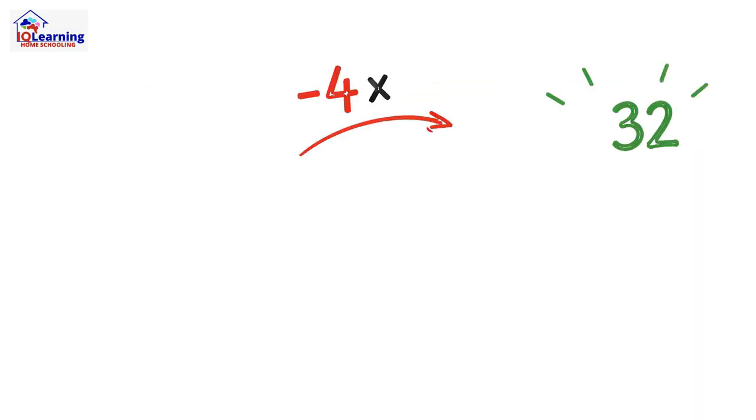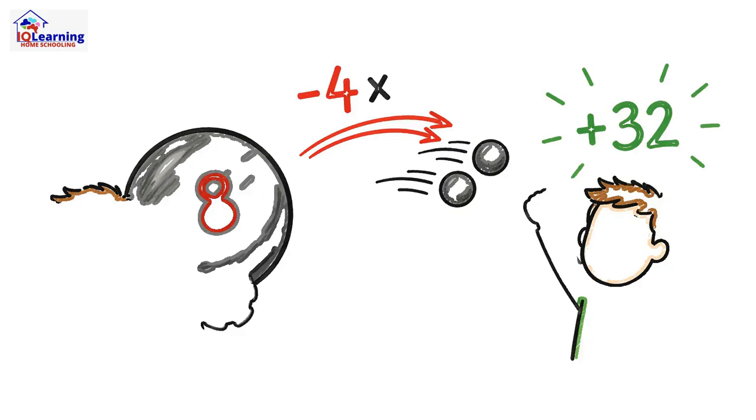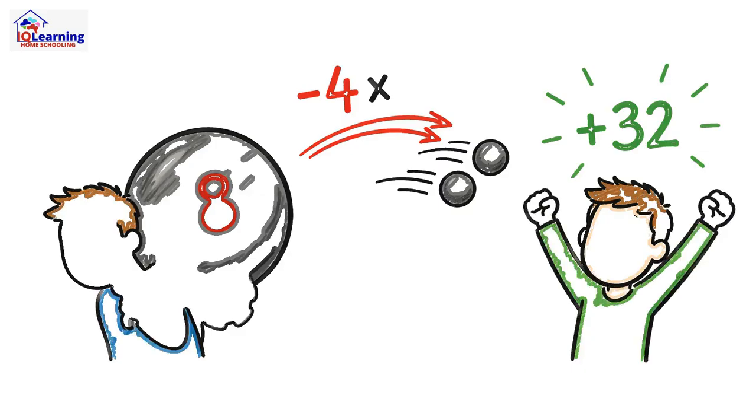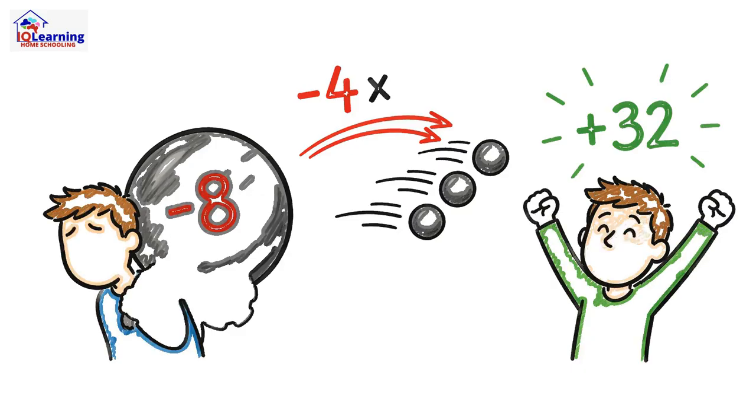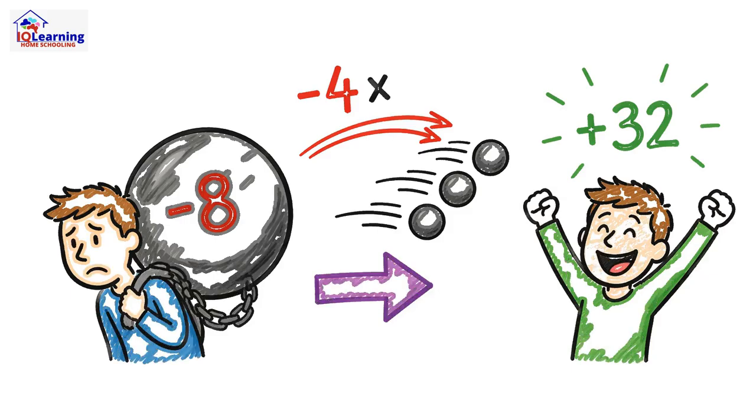Here's another way to think about it. Imagine debt. A negative number is like a debt. If I take away 4 groups of your $8 debt, I've just given you a gain of $32. It's a negation of a negation.